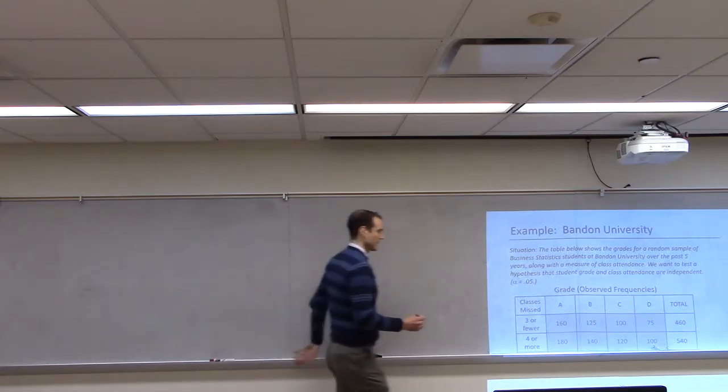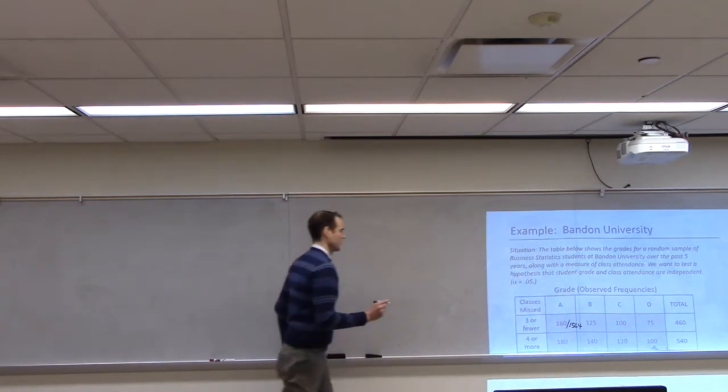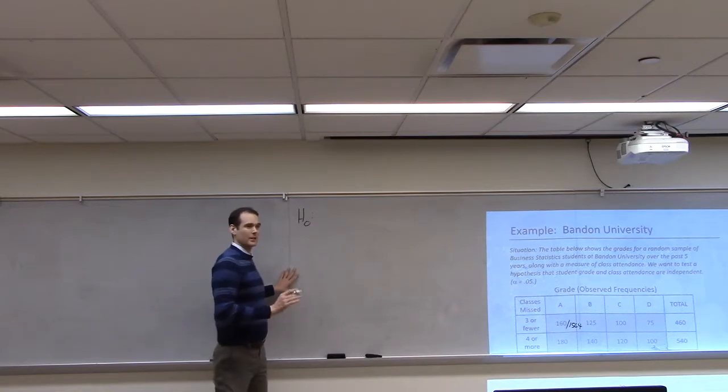Okay, 156? Alright, so 156.4. Alright, good. So let's remind everyone, what is the null hypothesis for a chi-squared test for independence?